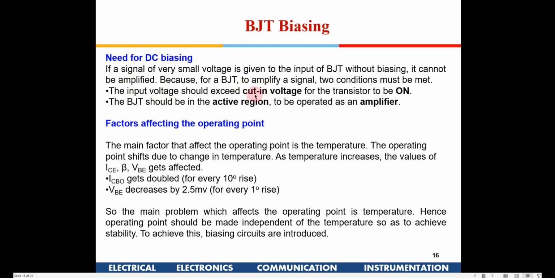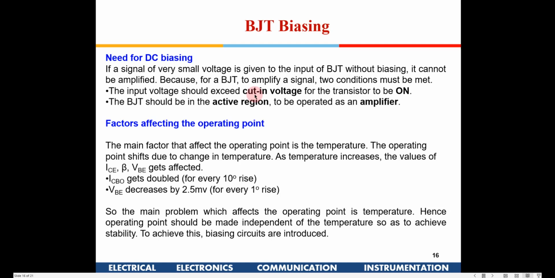Okay, so we need it, because if you don't bias it and you straight away give some AC signal to the input of the base, and you don't give any DC signal, the transistor may not get switched on at all. So you have to ensure that for the output current to reflect whatever input changes are applied, to get a proportional output, the transistor is always in the on region, right? So you need to give a certain bias voltage there.